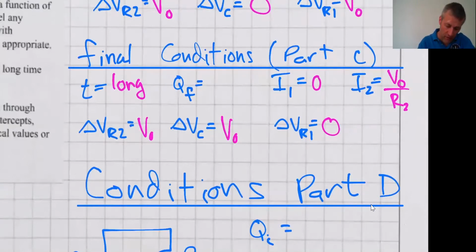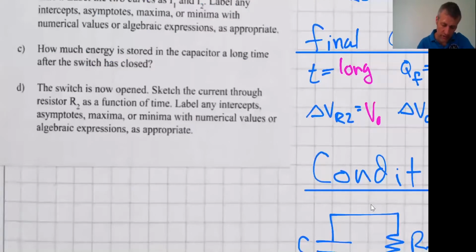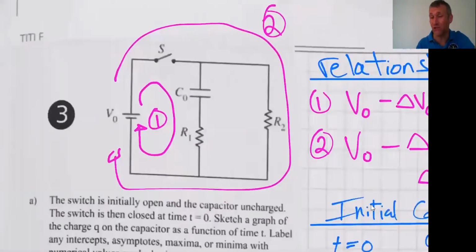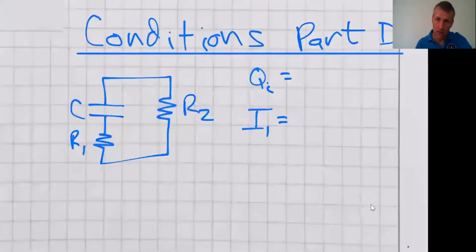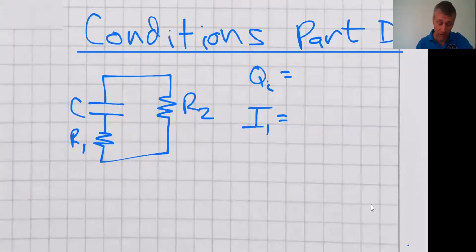In part D now, they say that the switch is opened. And what happens when we open the switch? Now the capacitor is charged. When the capacitor is charged and we open the switch, it's like the battery side of the circuit, all this stuff, is not even there. It does nothing. So if I was going to model this as a visual way to understand what's happening, we have a capacitor connected to R1 and R2, which are going to be in series with each other.